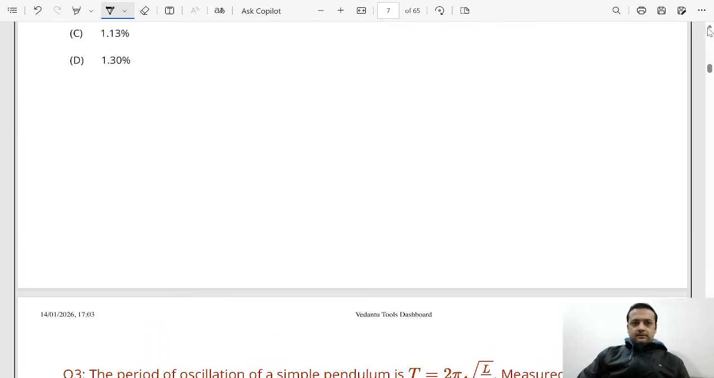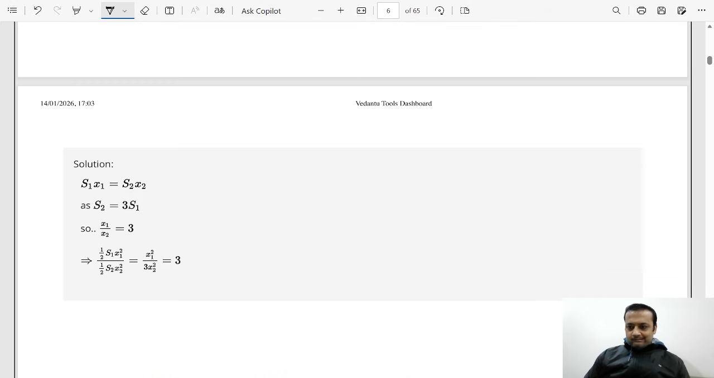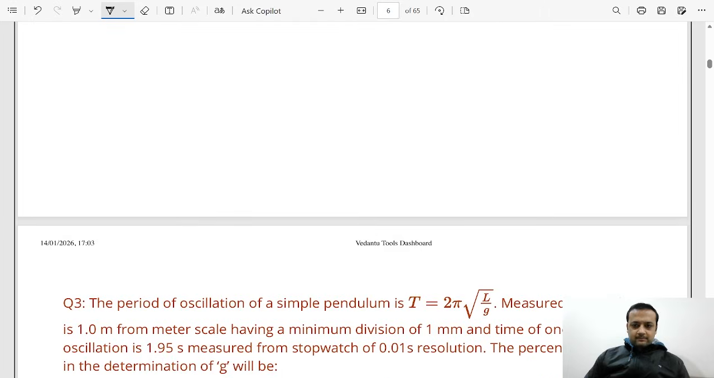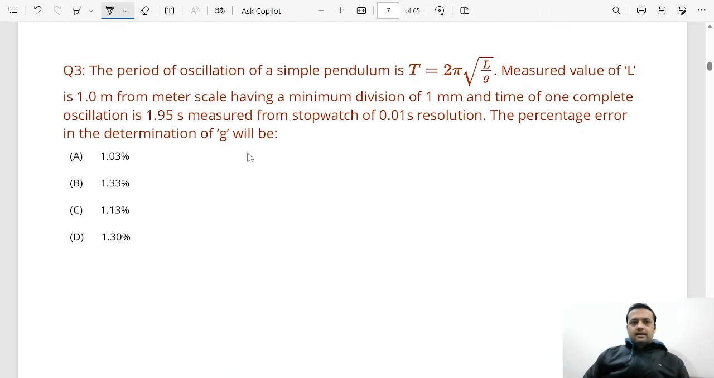Then this question, as you can see, is from errors. Okay, now don't make error in this. The period of oscillations of a simple pendulum, like this question would have come million times, is this: measured value of length is 1 meter from meter scale having a minimum division of 1 mm. That means this becomes the least count.